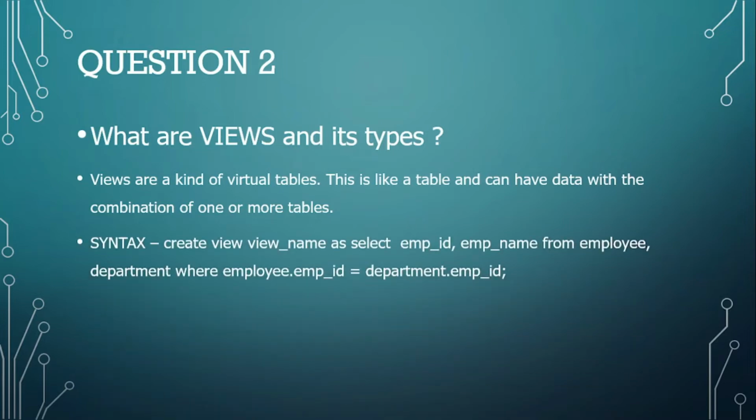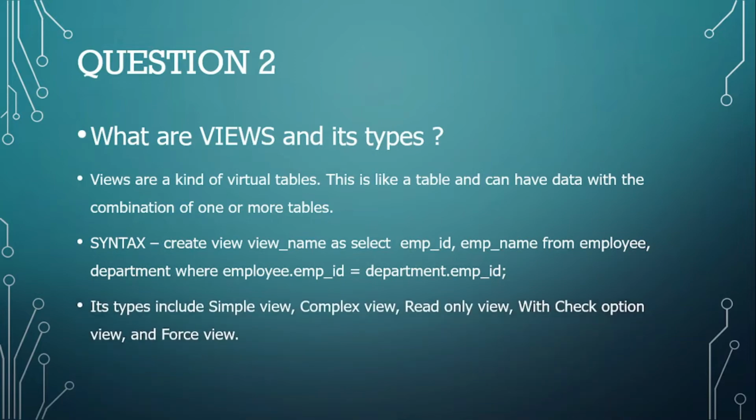So here I've already described that a view is nothing but like a table that can have data with a combination of two or more tables, and the syntax is just that simple: create view view_name as, and then you describe your query, and the result set will be stored in the view_name. Whenever you query select star from view_name, you will get the result, hiding all the complexity behind.